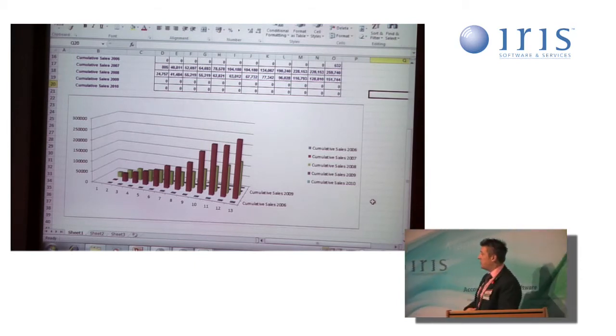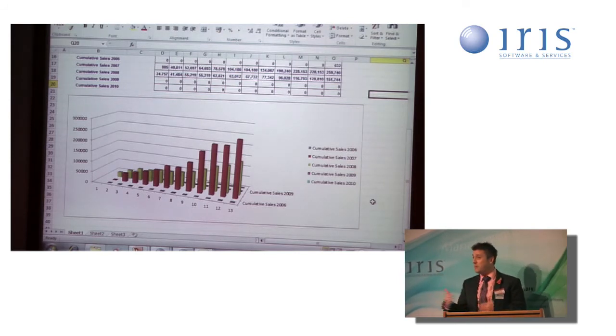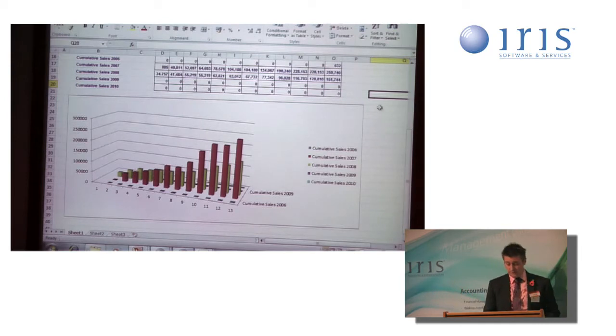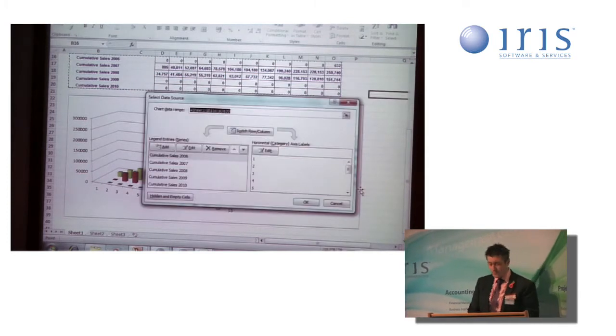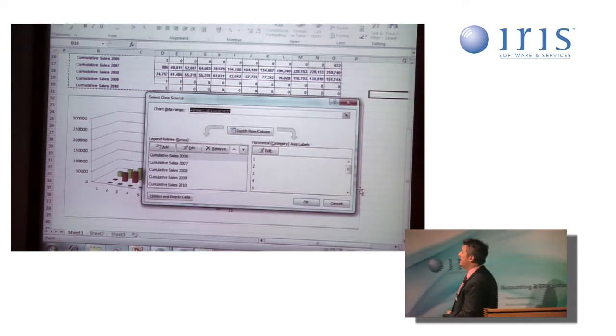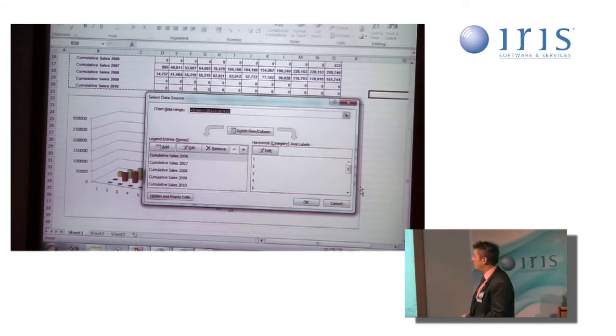Another thing we'll notice about that graph is 2006 is currently in the fore and 2010 is currently at the back. You'll probably all agree it would be better if it was the other way round. I'm going to right click on it and choose the option to select data. By choosing that, it opens the Select Data Source wizard.